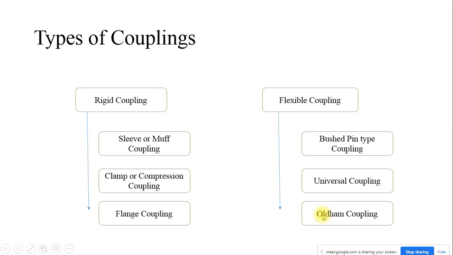So I hope now we understood what a key is and what a coupling is. We also know the classification of keys and the classification of couplings, and we learnt when and where a key should be used. That is what we have learned in this particular lecture. If you have any doubt, you can ask me.